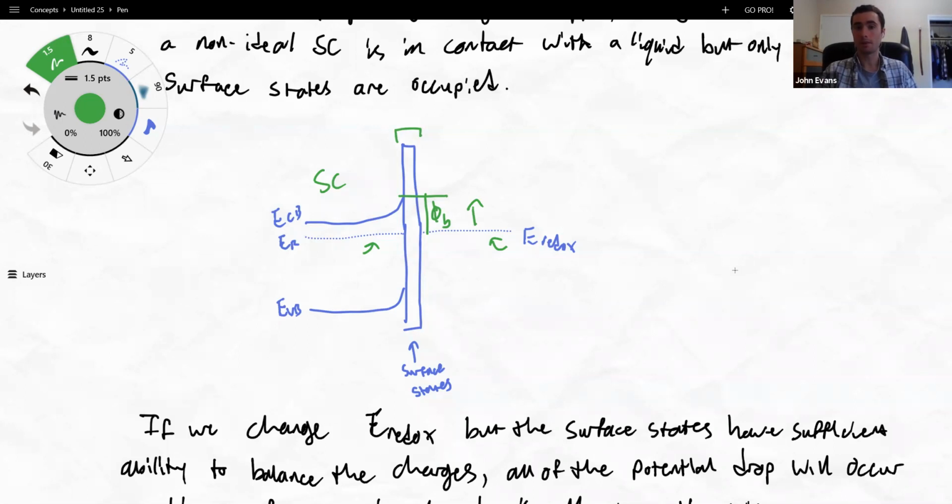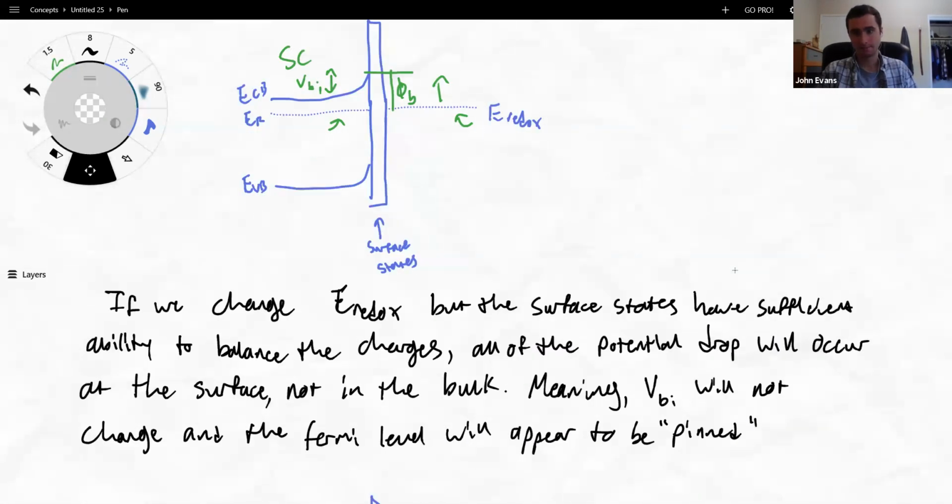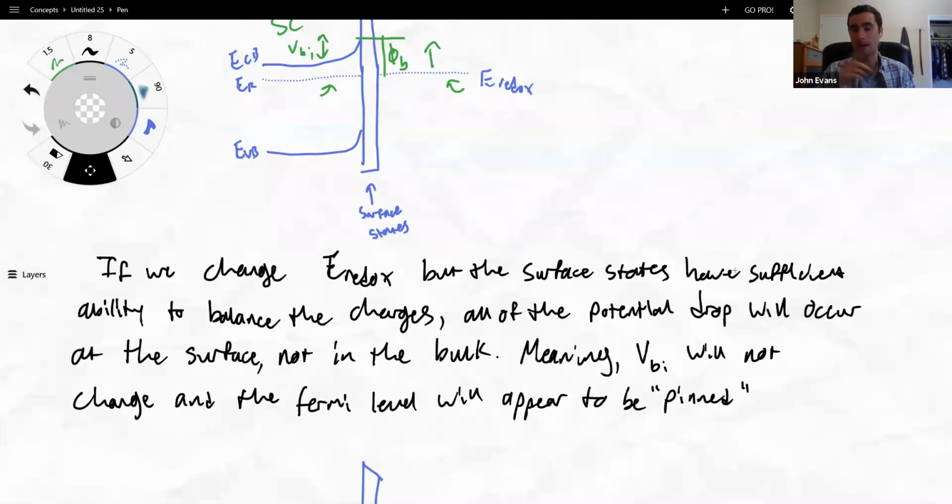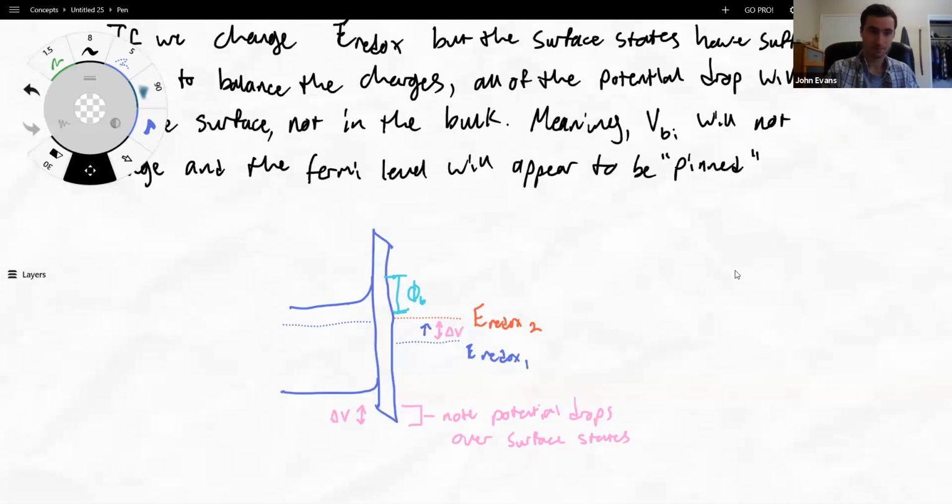And I'm going to measure the voltage. I'm going to measure the VBI right there. But if our surface states have sufficient ability to balance all the charges, which means we can transfer charges between just the surface states and our liquid enough to balance out the difference in redox potential of our liquid, all of the potential drop happens at the surface, and it doesn't happen in the bulk semiconductor, which means that VBI doesn't change. So the voltage that we actually measure won't change.